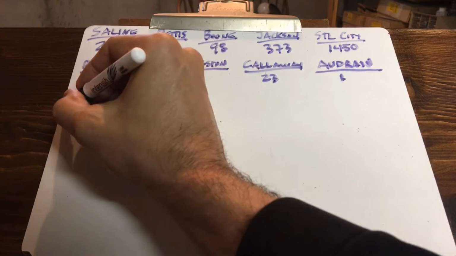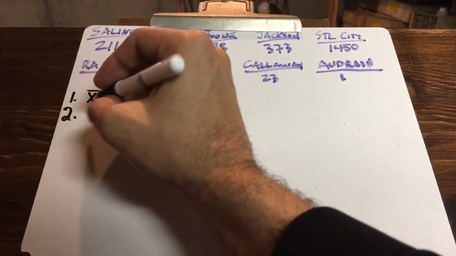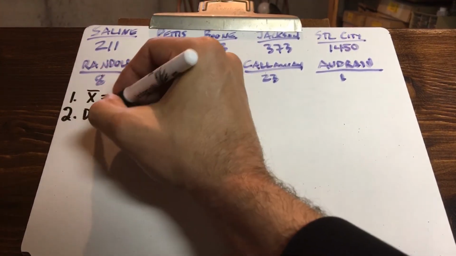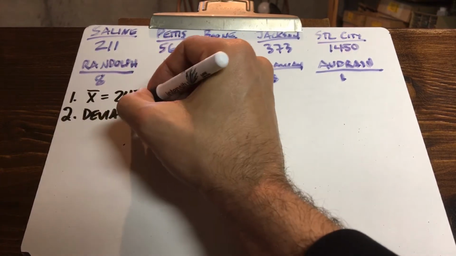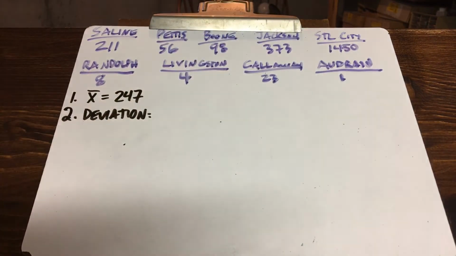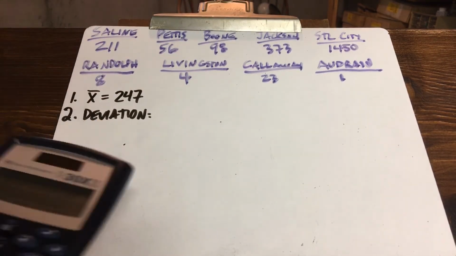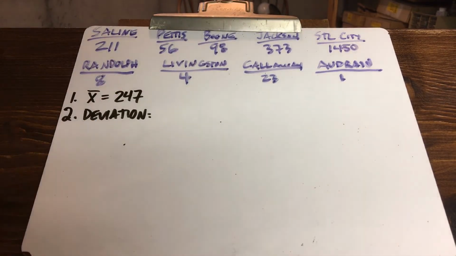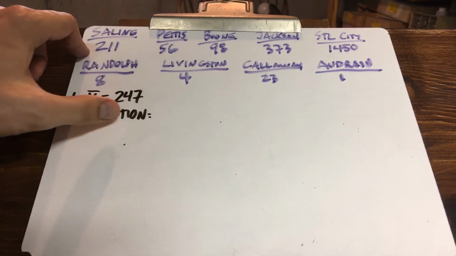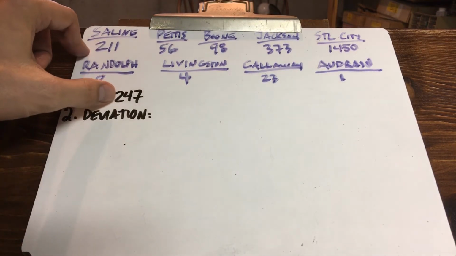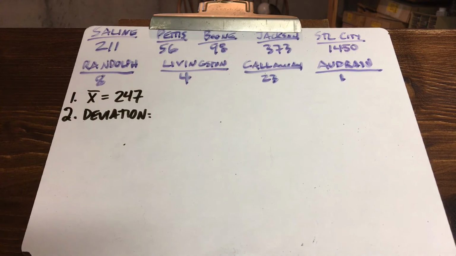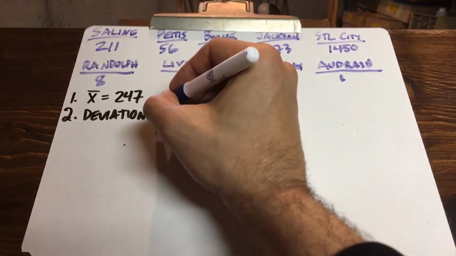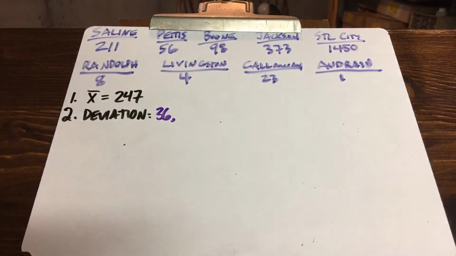How far away is each county from the average, from the mean? So I'm going to put deviation. There might be a fancy symbol for deviation, but I don't know. I'm not a person who's done statistics in a while. Okay, so let's just take each county and see how close it is to 247. How close is Saline County to 247? You can probably subtract that in your head, right? 247 minus 211, that is 36. Saline County is 36 below the average, at least this average.